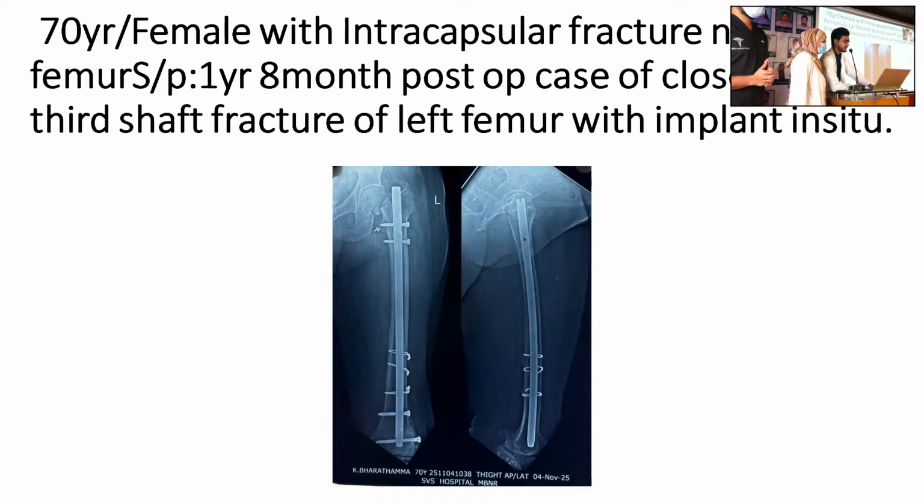A 90-year female with old intracapsular fracture neck of femur with osteoporotic bone, is it good for fracture union or bad for fracture union, or is this a risk factor, not a risk factor?